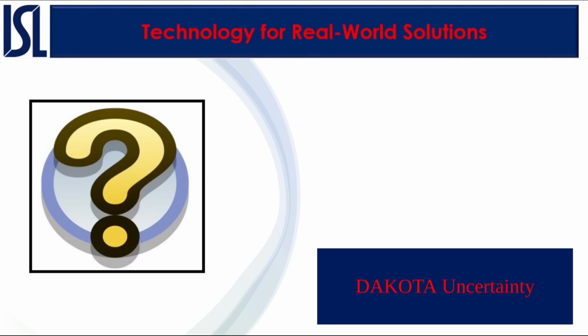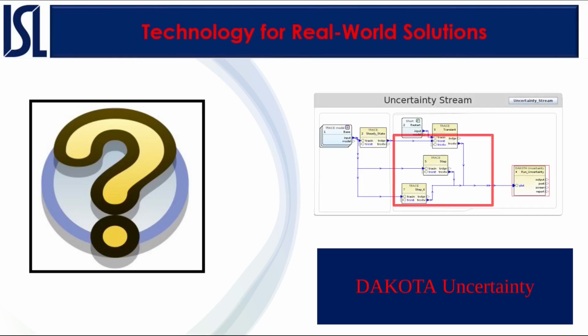Knowing this, the DAKOTA uncertainty step within Snap performs the uncertainty analysis. This is a fan-in step. That is, its plot file input is a file set that reads all the connected files into a single execution.